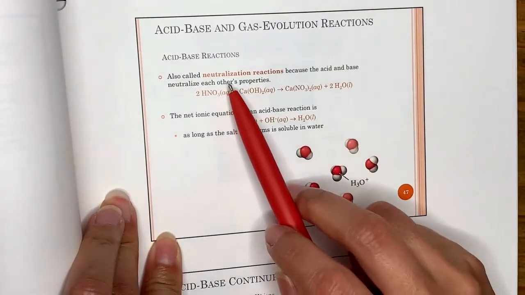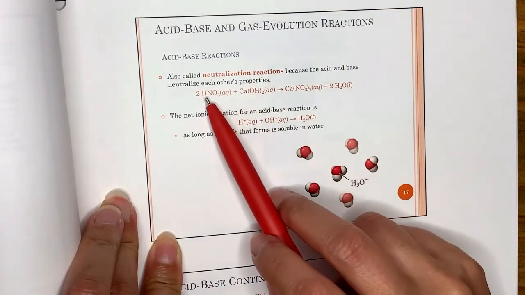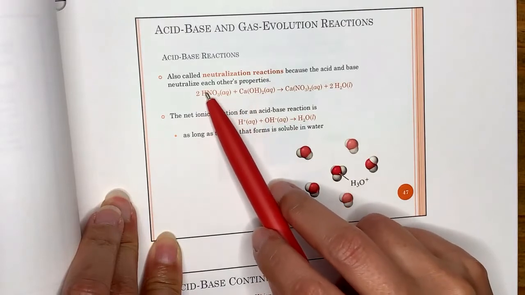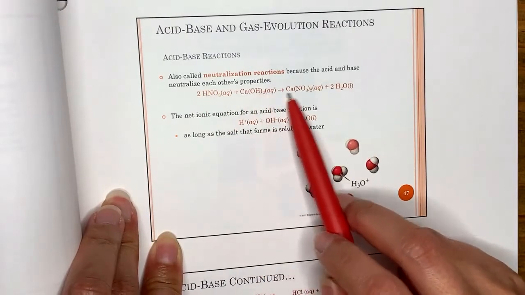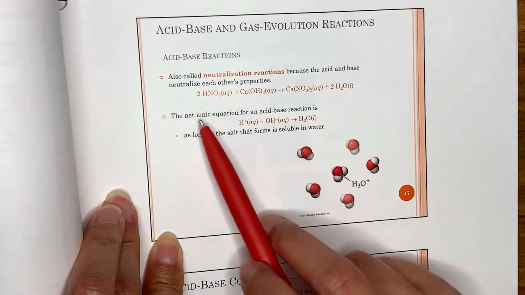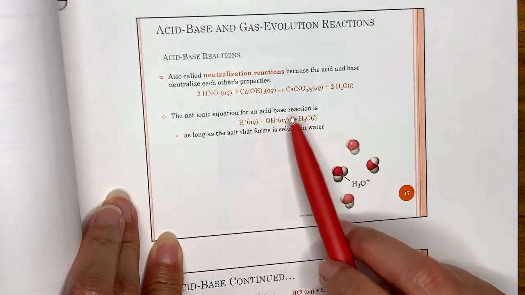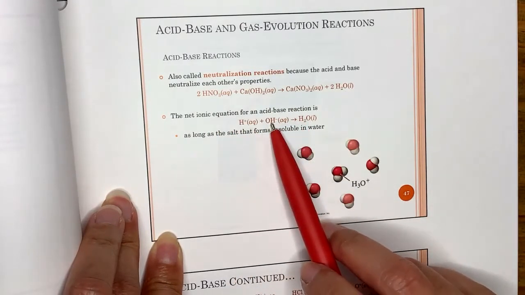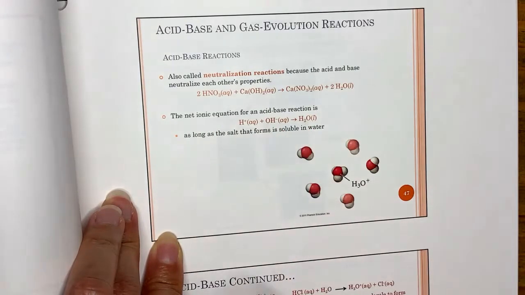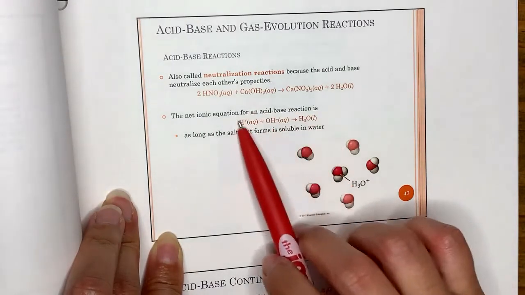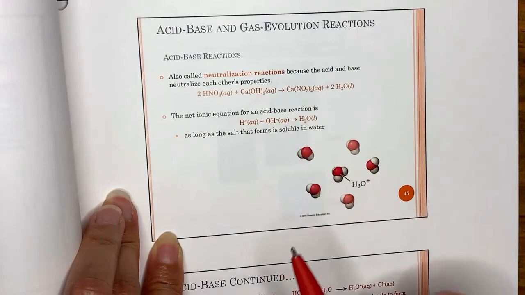Acid-base reactions are also neutralizations because you have an acid and a base. We have H plus and OH minus in there, and you will always make water. The net ionic equation for an acid-base reaction is always H plus and OH minus makes water. So when you see this, you know there's an acid-base reaction happening.